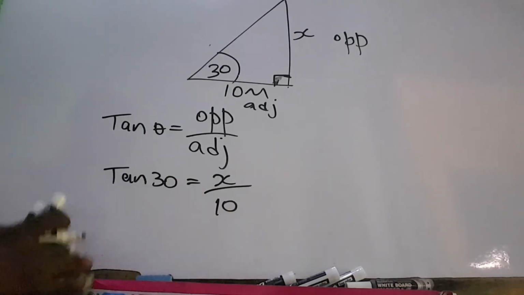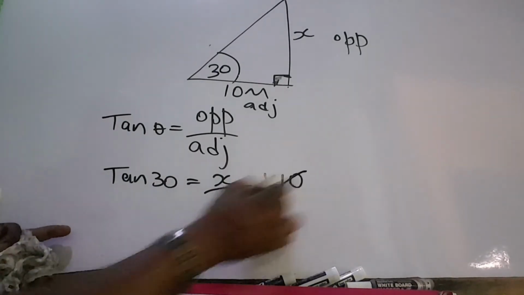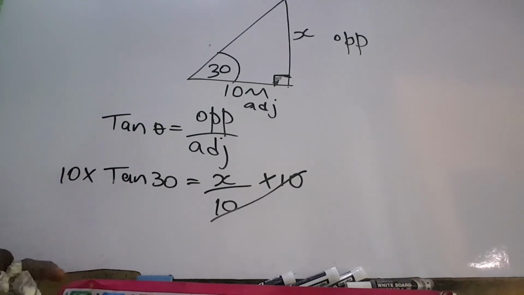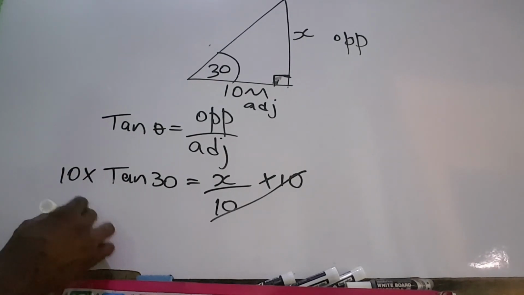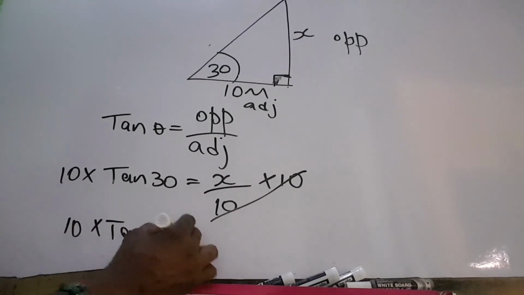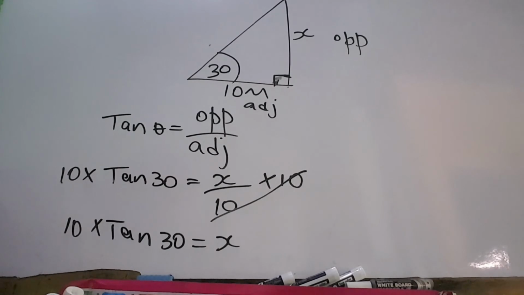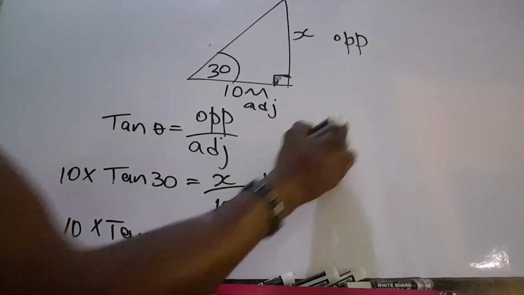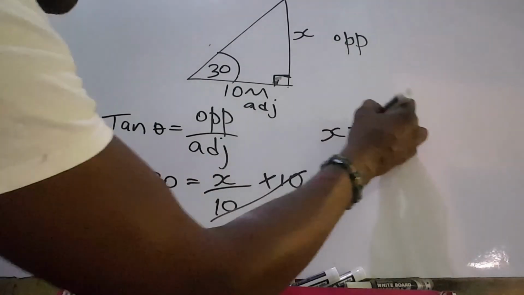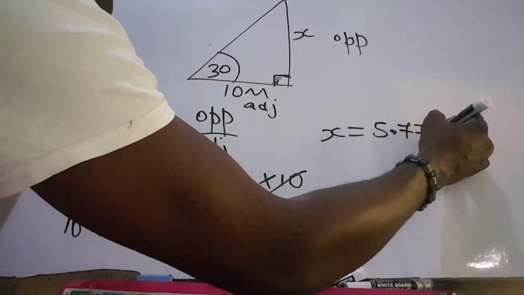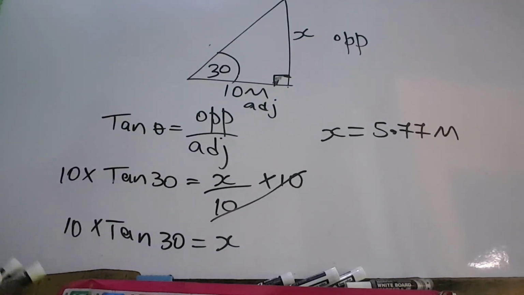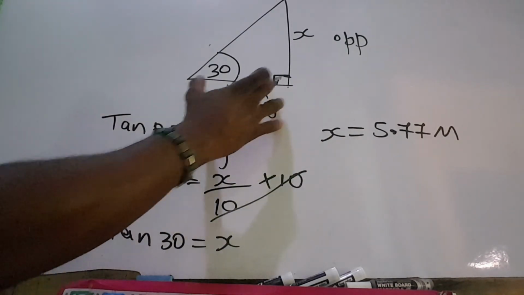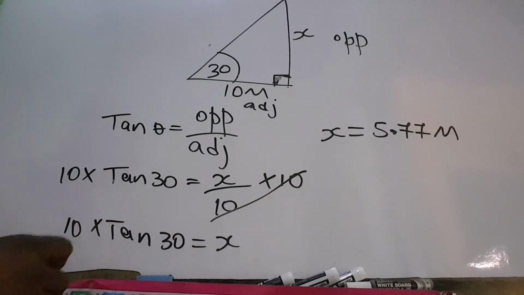If it's our intention to find the value for x, we could multiply both sides by 10. So the answer is 10 times the tangent of 30. On our calculator, we have to make sure that it is always in degrees, since we are working in degrees. So x is equal to 5.77. Here it is, 5.77 meters is the answer for that. So as you could see, we utilized the trig ratios to solve the right angle triangle.